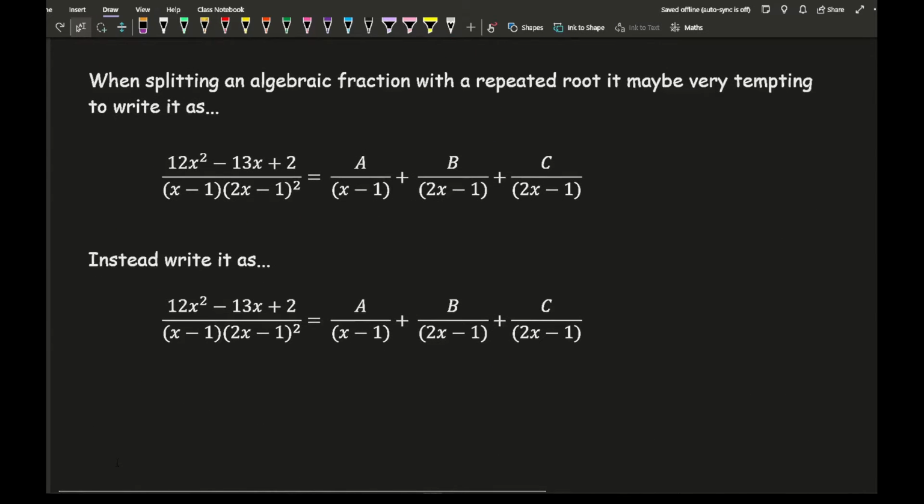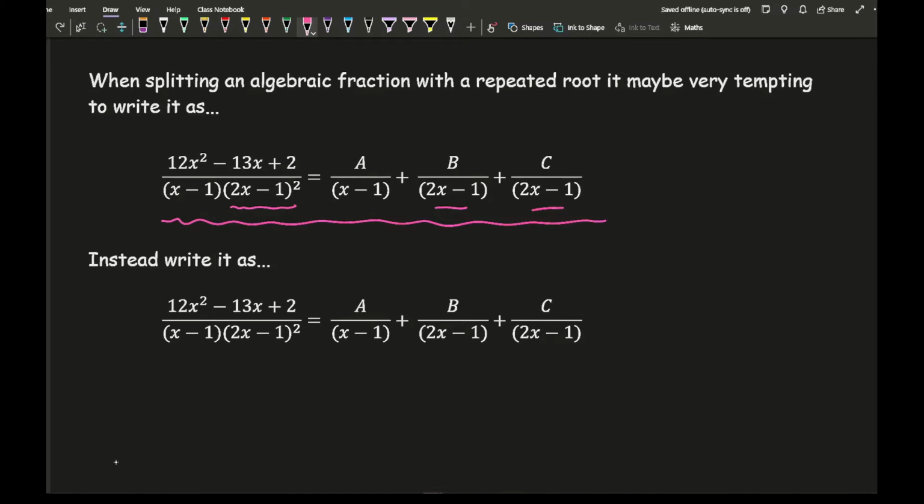So when splitting an algebraic fraction with a repeated root or with a power in the bracket, it may be very tempting to write it like this. Here, like we did with 3 linear functions in the denominator, you write your a, b, c, and each one has a bracket. Because we have 2x minus 1 squared, you might think, okay, one has 2x minus 1, another one has 2x minus 1. Now this, although it may seem logical, is actually incorrect.